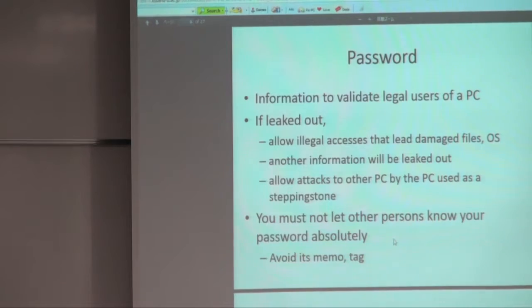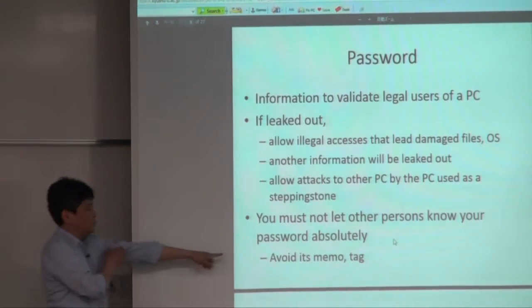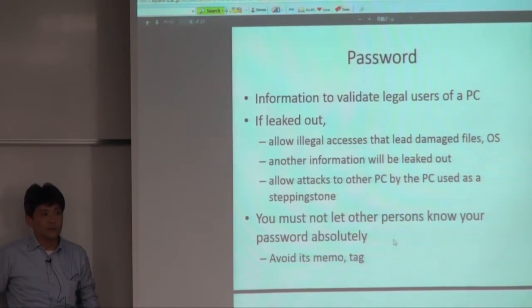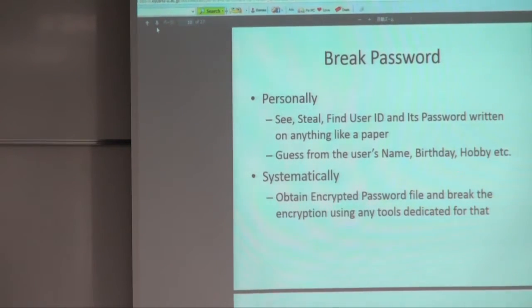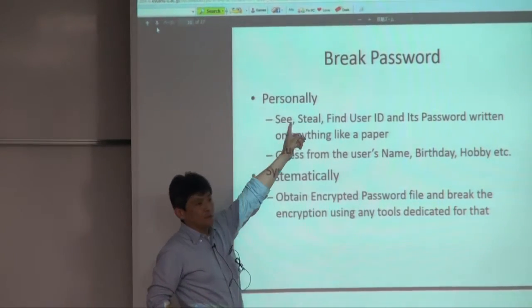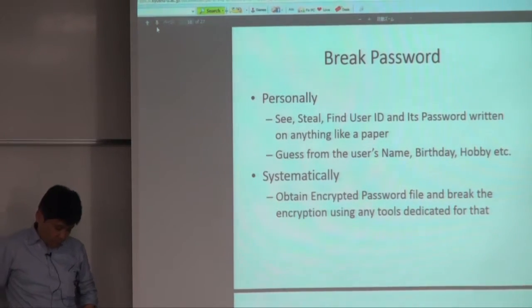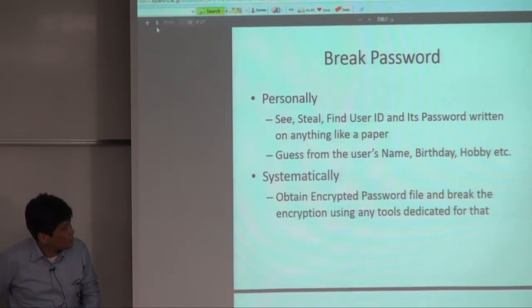So of course, this is true, correct, and so it's better to avoid writing down your password on anything like papers. Because the bad person can still find your user ID and your corresponding password written on such papers. Okay.